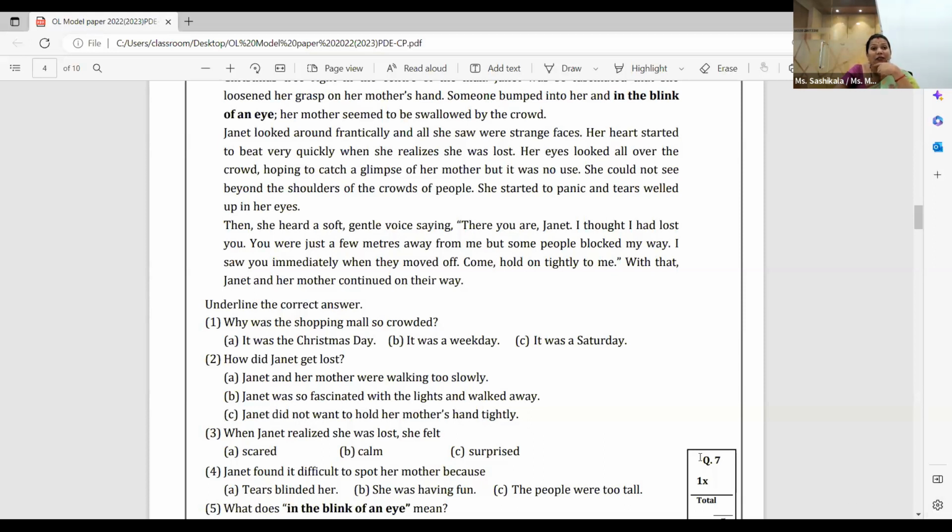See, the word fascinated here is found in the paragraph. Let's see the third answer. Janet did not want to hold her mother's hand tightly. It is not mentioned. She actually lost the grip, or her hand was taken away from the mother's hand unconsciously because she was fascinated. So how did Janet get lost?